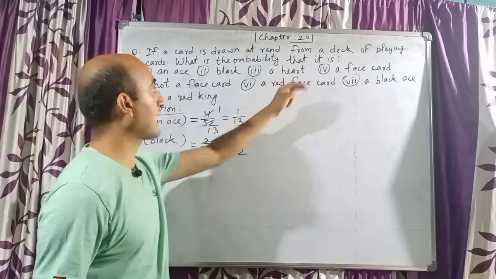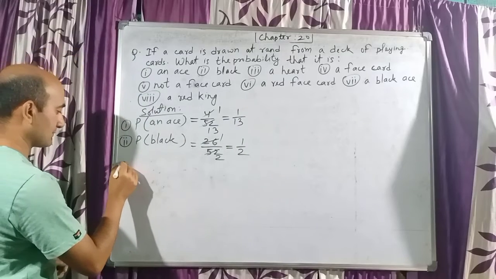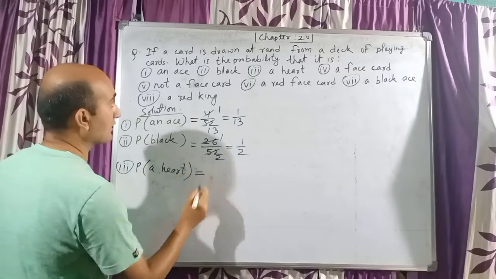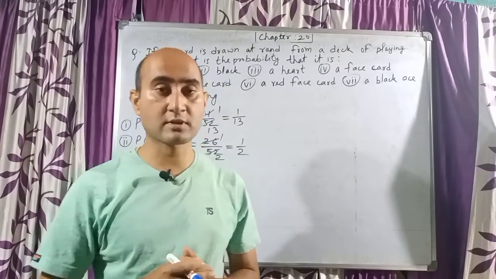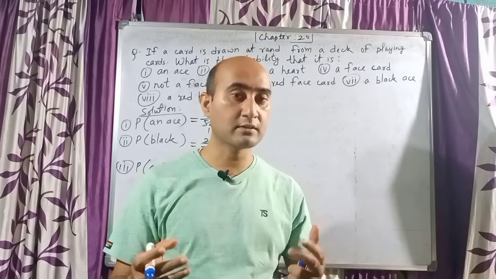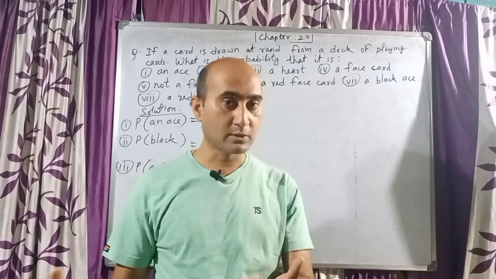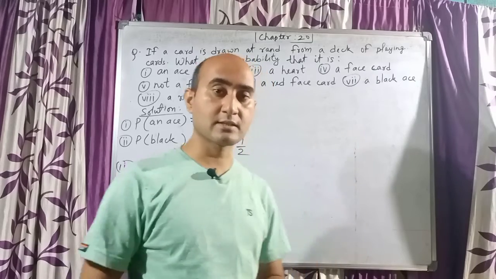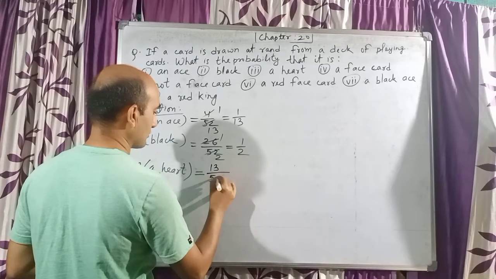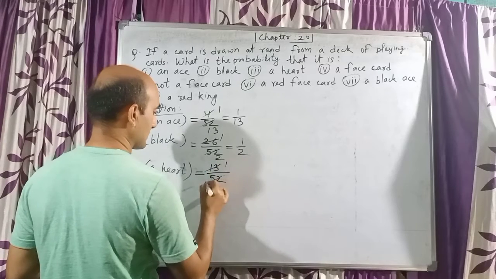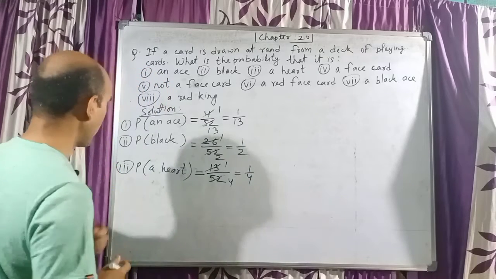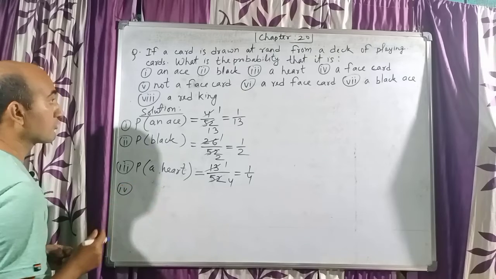Next, come to a heart. Now number 3, very easy. Probability of a heart. Heart means take only heart variety cards. Each variety has 13: heart, diamond, spade, club. We have to take only heart, that is 13. So there will be 13 heart cards out of 52. You can cancel 13 1s are 13, 13 4s are 52. So 1 by 4.